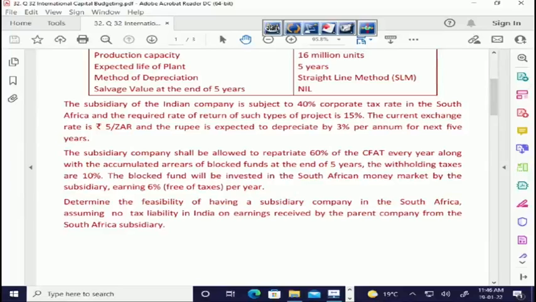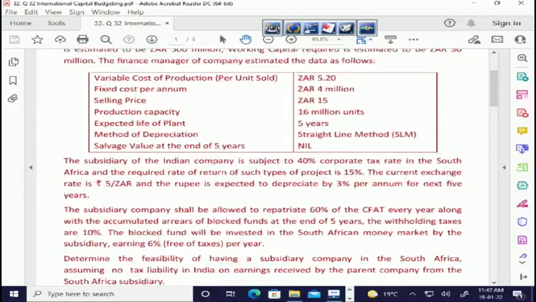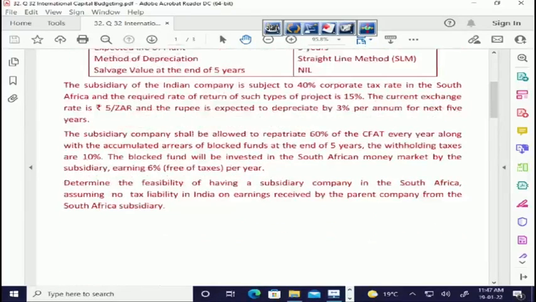So they are saying the subsidiary shall be allowed to repatriate 60% every year, along with accumulated arrears of blocked fund at the end of 5 years. The withholding tax is 10%. So whatever 60% I got, 131.68 into 60%, it was 79. On that 79 you have to pay withholding tax of 10%. So 79 into 0.9. Okay, and that amount shall go each year to the company, and that will be at the exchange rates that we forecasted, 5 into 1.03, 1.03 square and all that. And the blocked fund, the 40% part, shall be reinvested at 6% every year.